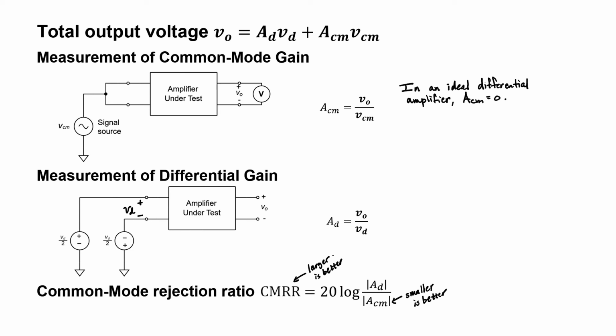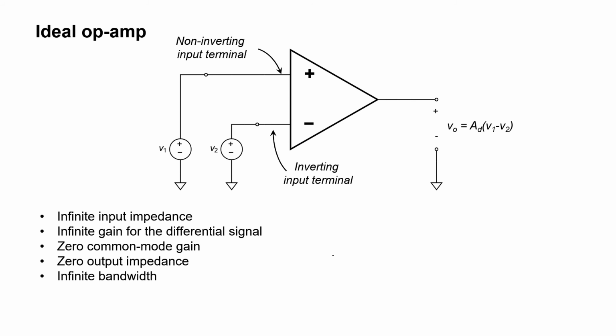The common mode rejection ratio then gives us a metric or a way to characterize how good a differential amplifier is. If one differential amplifier has a larger common mode rejection ratio than another differential amplifier, we could say it's a better amplifier. Now I'd like to look at an op-amp in particular. An ideal op-amp is a very good differential amplifier. But of course, it's not perfect, and we'll talk about some of those imperfections in the upcoming videos.